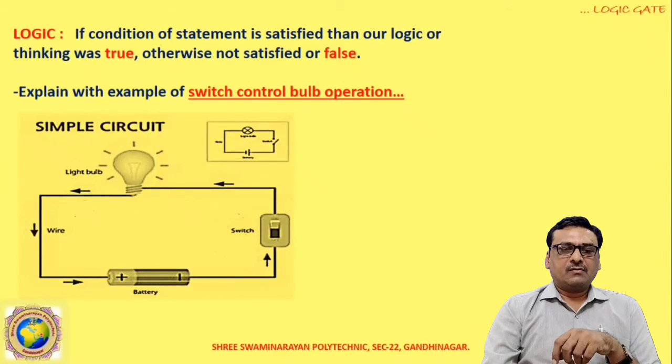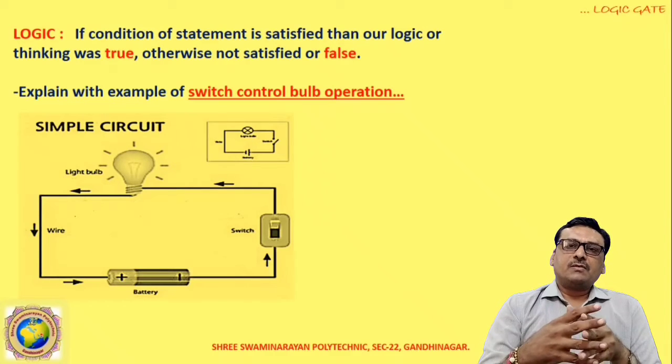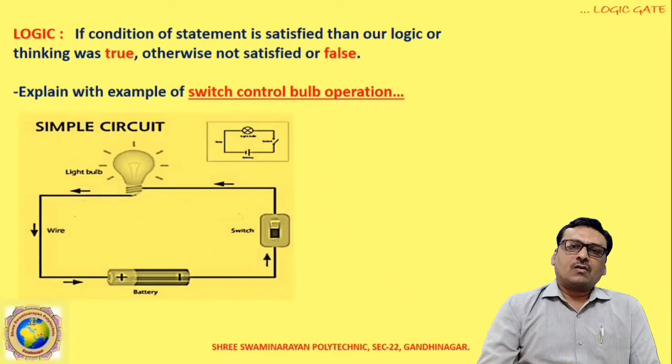Here I show the circuit diagram. In the circuit diagram we are taking a bulb, a battery and a switch. The switch is the controlling factor, and it decides whether the bulb is on or off. We also have a line diagram of the battery, bulb and switch.